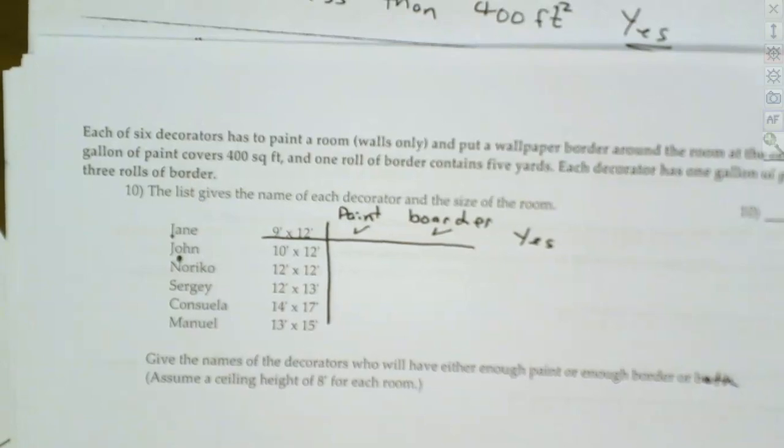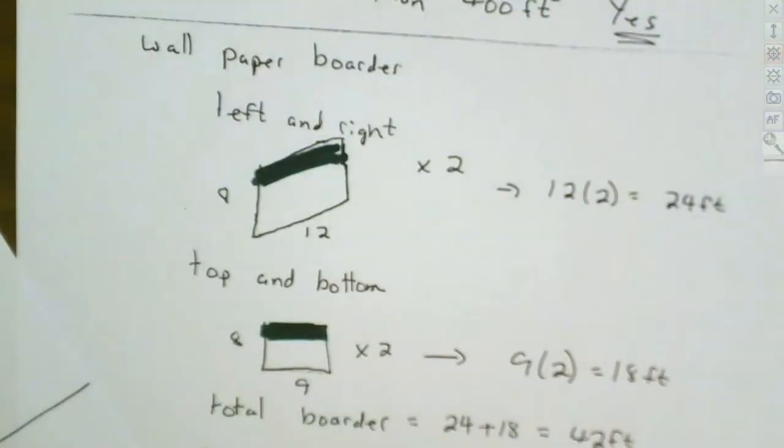Border, you just measure around the room, add it up, and that tells you how much paper you're going to need. But you'll do each one the same way, and if it has a check mark in either of the boxes, then that person can do it. Does that make sense now?